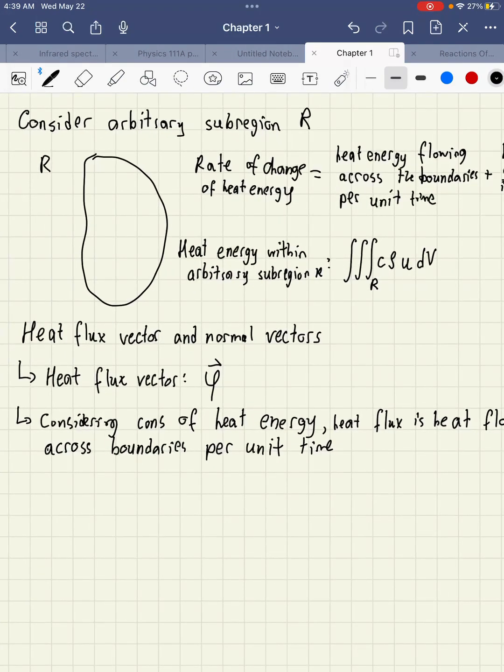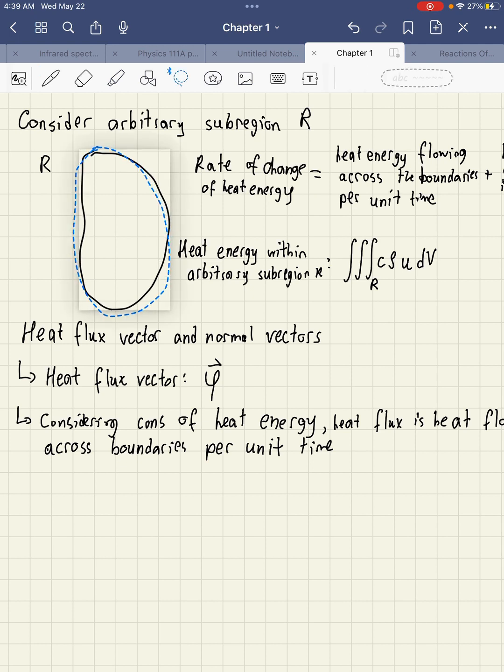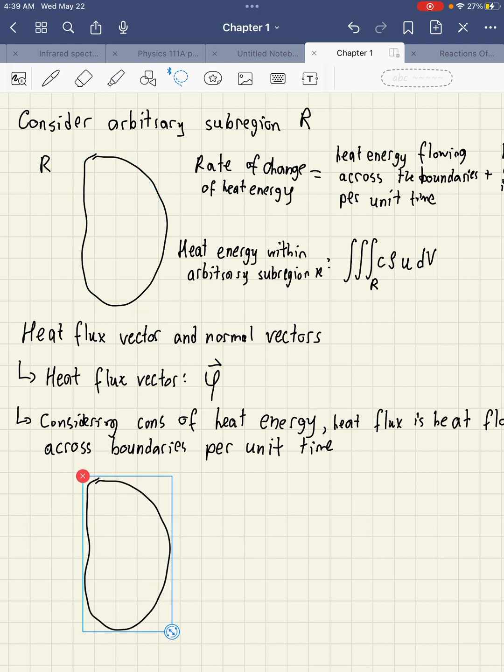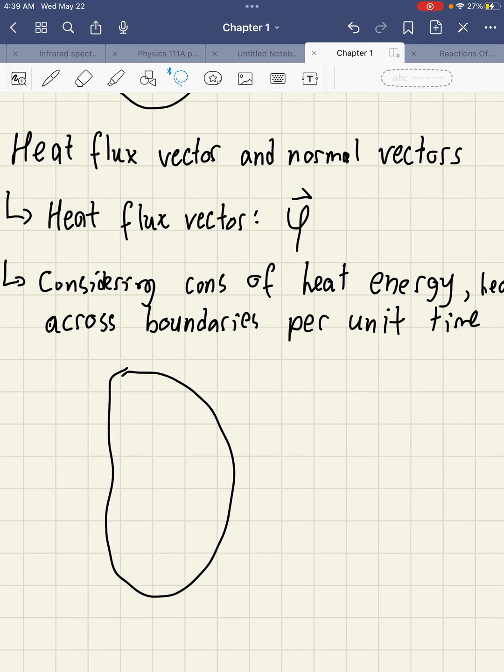Okay, now, so let me just draw the same diagram here. Now, suppose we choose to write this point. So suppose we have the heat flux pointing this direction.